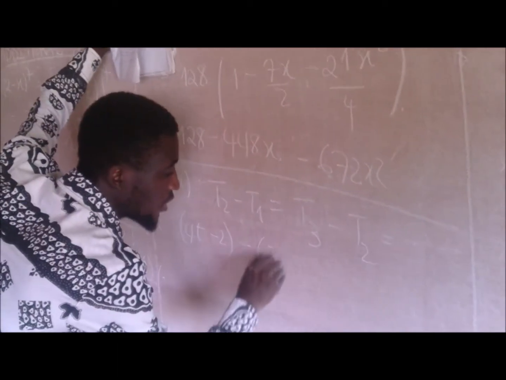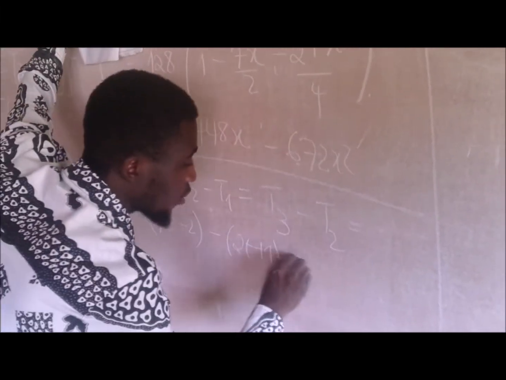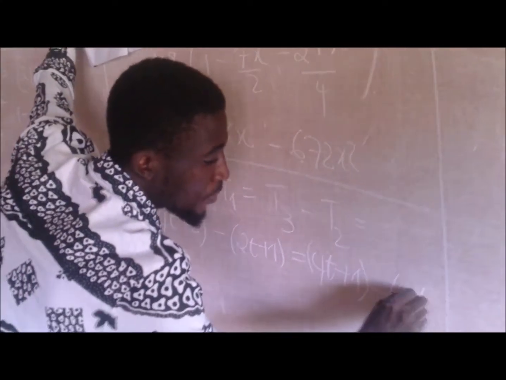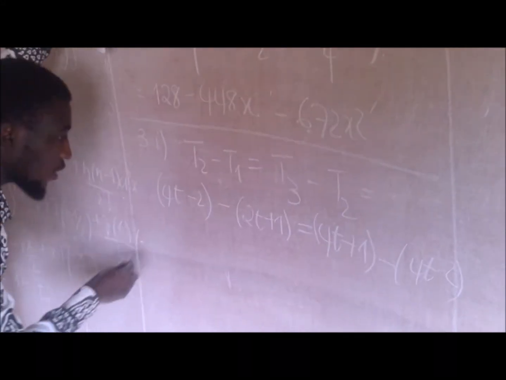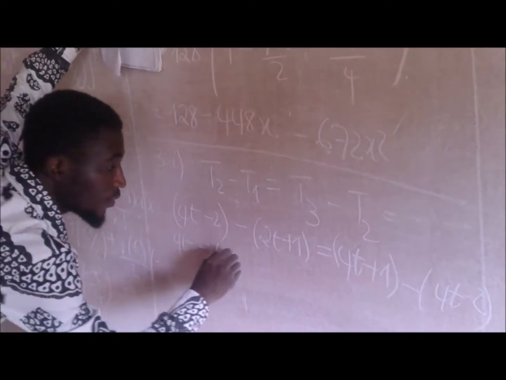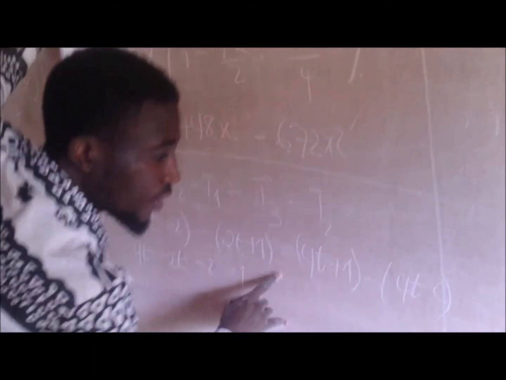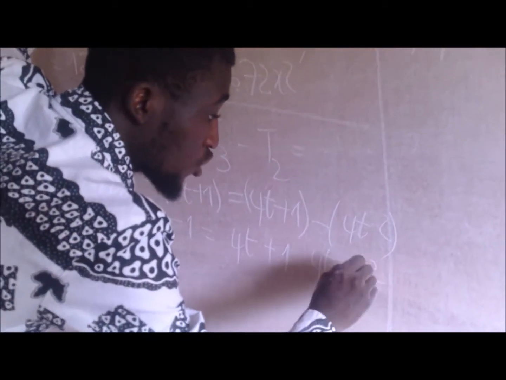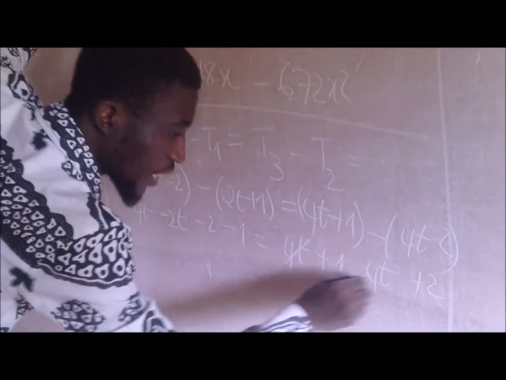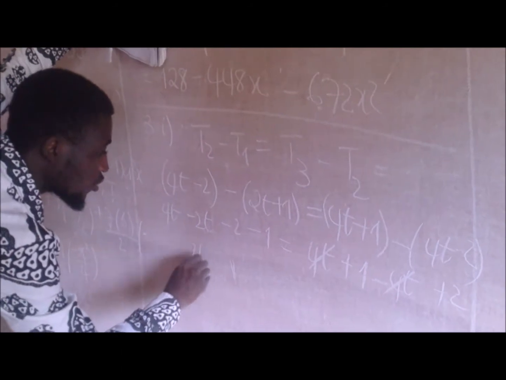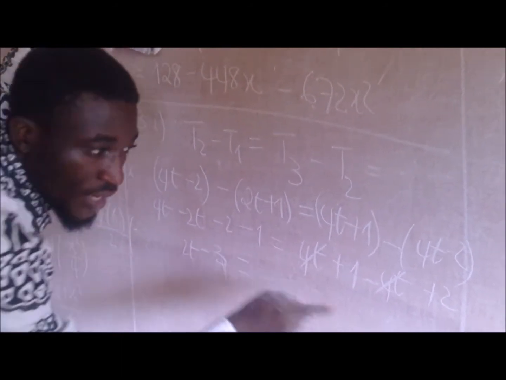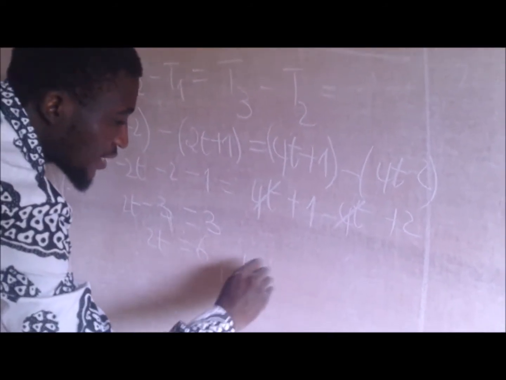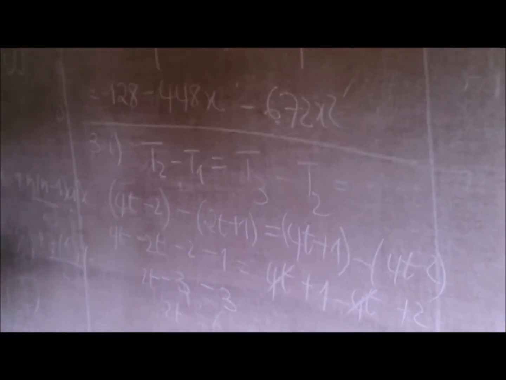minus 2t plus 1... I mean, 4t minus 2 minus the first term 2 plus t equals 4t plus 1 minus 4t minus 2, like we said above. So I'm going to have 4t minus t minus 2 minus 2 on this side, and 4t plus 1 minus 4t plus 2 rather. So you see 4t is going to cancel with 4t this way. Then we have here 3t minus 4 is equivalent to 3. So we have here 2t is equal to 6. So this implies that t is equal to 3. So the value of t is 3.